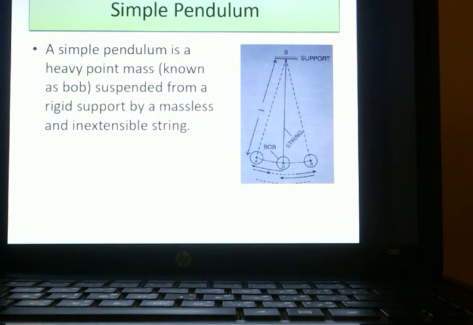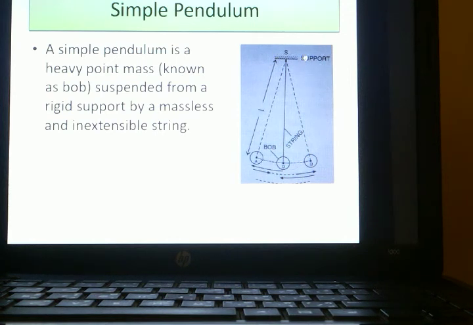Simple pendulum. Simple pendulum means what? A simple pendulum is a heavy point mass, which is also known as a bob, which is suspended, moving from A to B, you can see, and it is suspended from a rigid support.